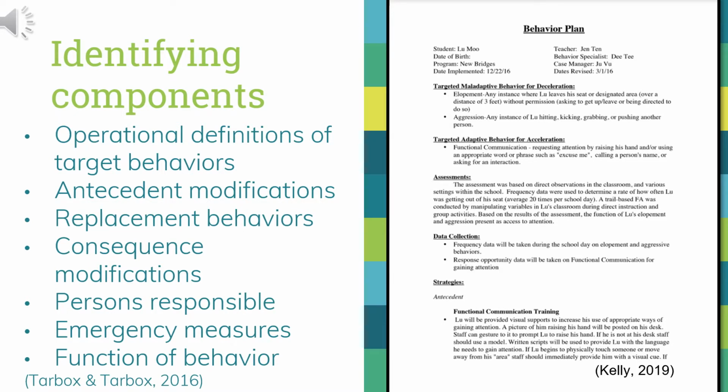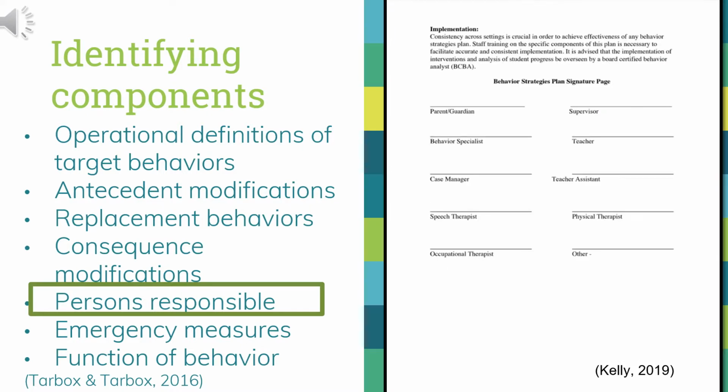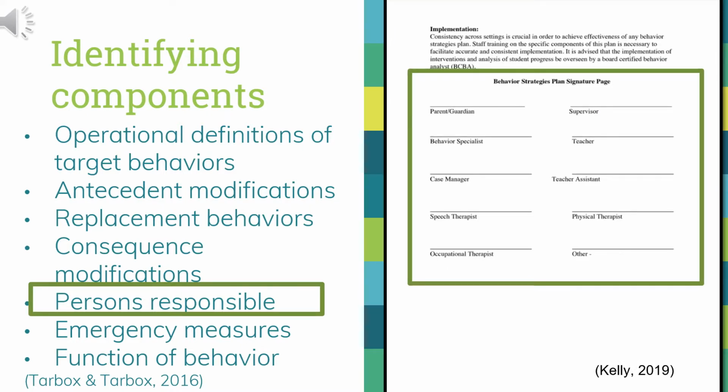Next, a behavior reduction plan should include the person who is responsible. There are 2 sections in this behavior reduction plan that identified the persons responsible. The first page identified the teacher as well as the BCBA, and then there was a section at the end that had a place for all parties involved to sign off on the plan.